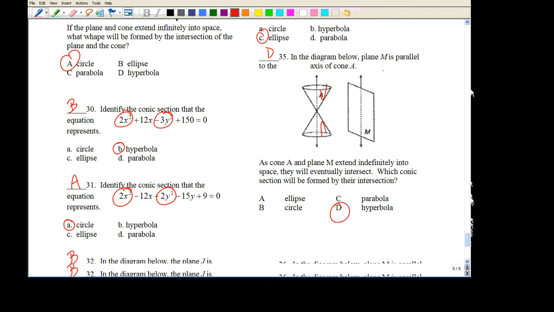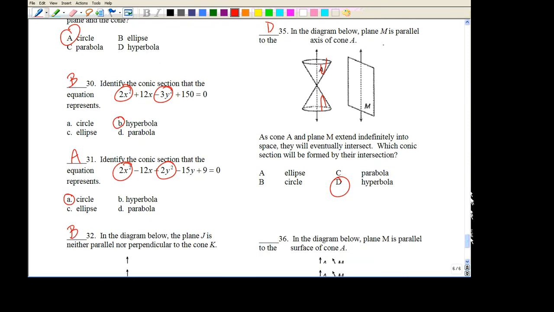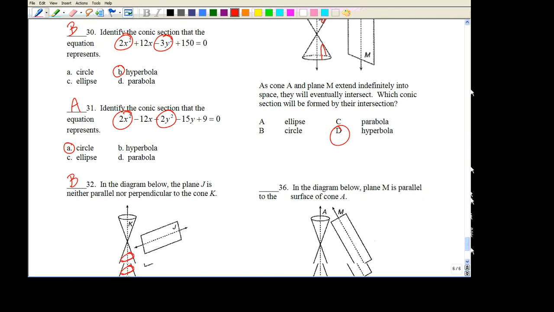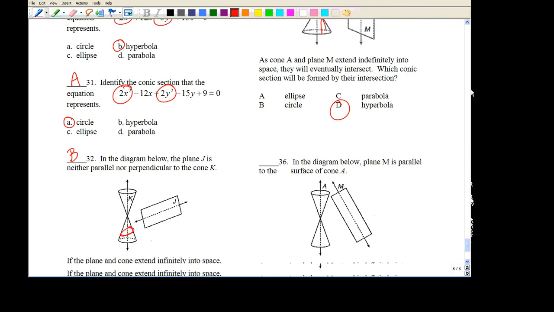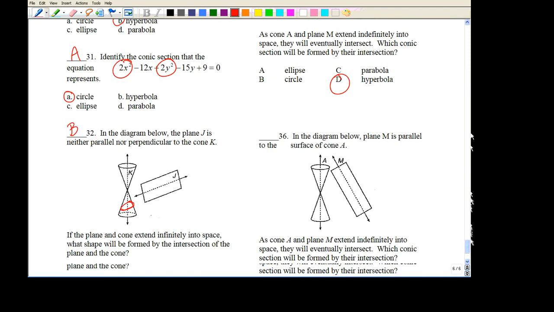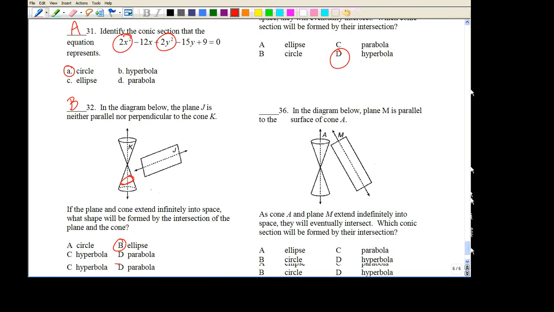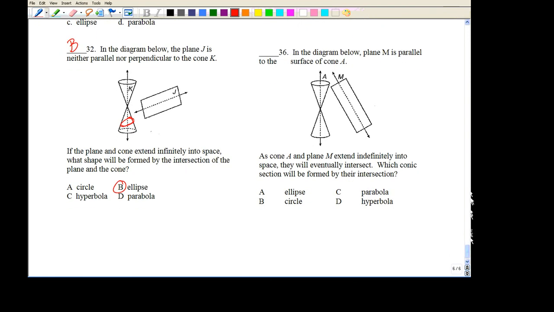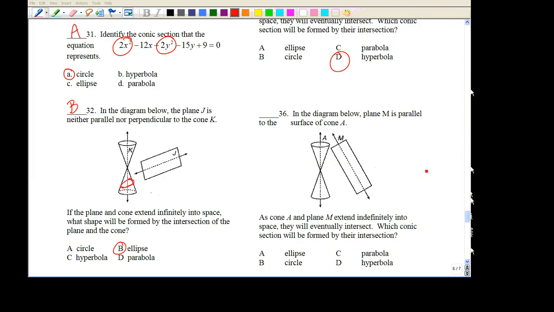And then number 36, in the diagram below, plane M is parallel to the surface of the cone A. As cone A and plane M extend indefinitely into space, they will eventually intersect. Which conic section will be formed? Whoops. And we're back. Whenever they intersect, when it's parallel to this outside edge, that is going to create a parabola.